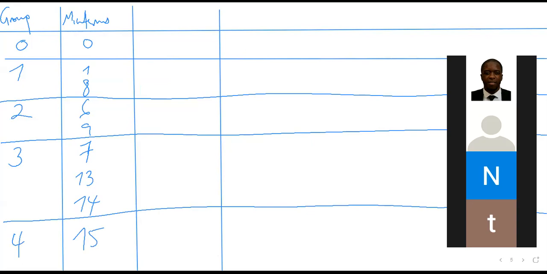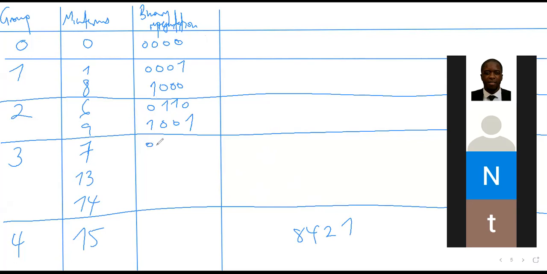Step number 1, done. I can as well represent these minterms in their binary representation. This is 0, 0, 0, 0, then 0, 0, 0, 1, then 1, 0, 0, 0, and so on, up to 1, 1, 1, 1 for minterm 15.